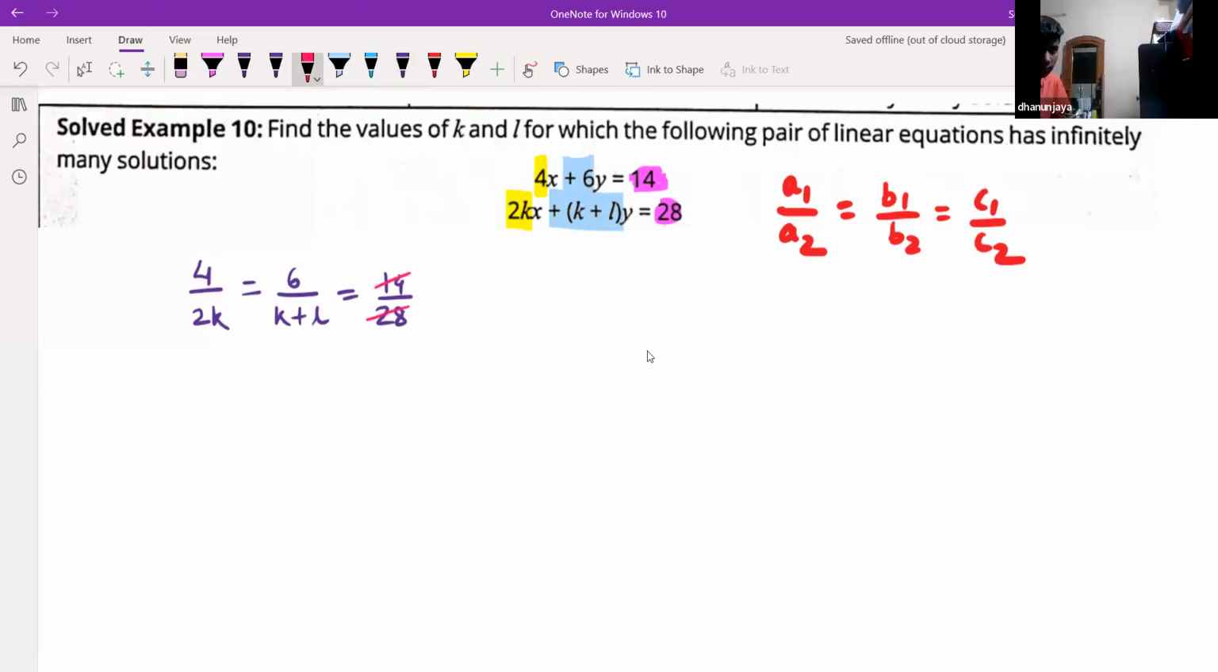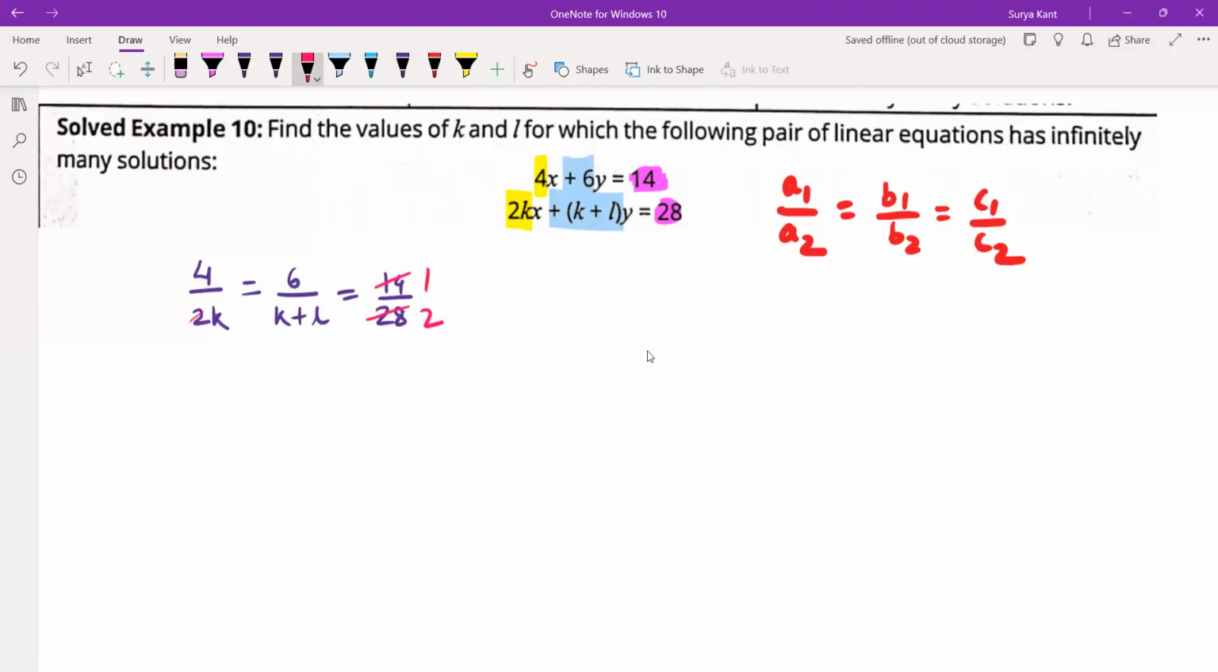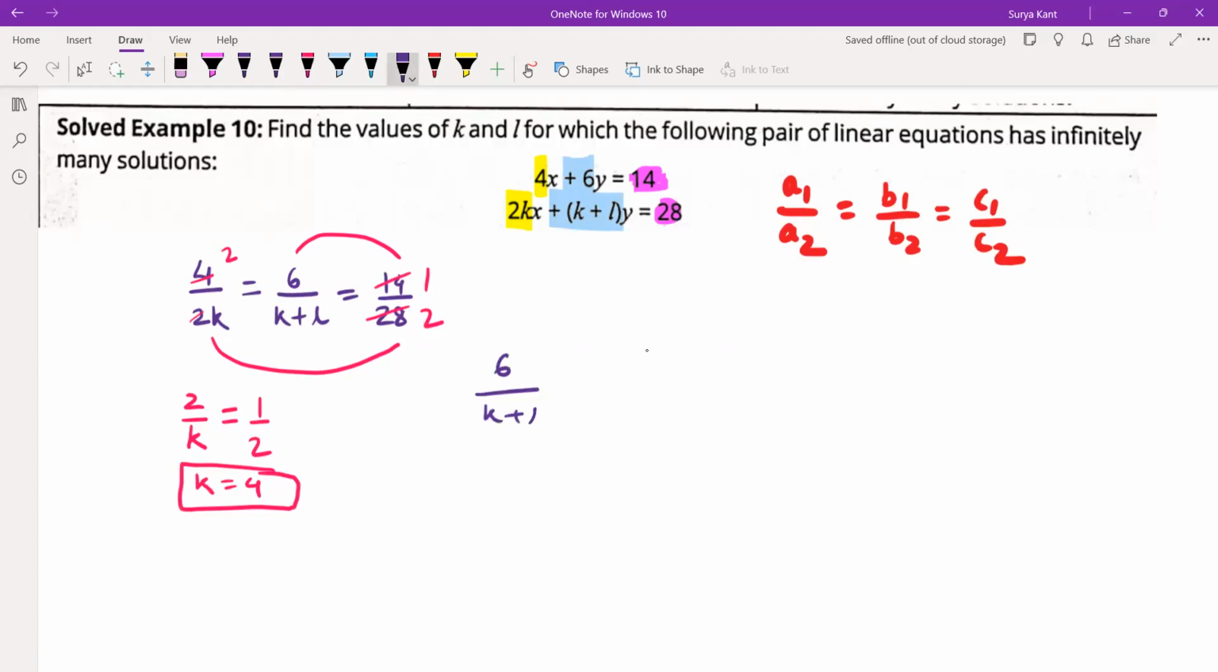Yes, sir. You can cancel here, 1 by 2. So this also we can cancel, 2 fours are 8. Now first and last, and second and last, just try to make it an equation. So 2 by k is equal to 1 by 2, correct? So k is equal to 4. Again, we can write 6 by k plus l is equal to 1 by 2. Now we do cross multiplication and put the value of k over here. So 6 divided by 4 plus l is equal to 1 by 2. So 4 plus l is equal to 12. l is equal to 8.